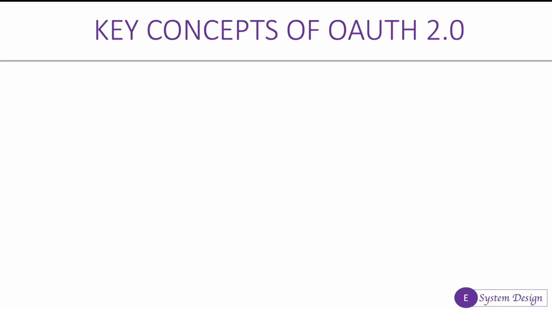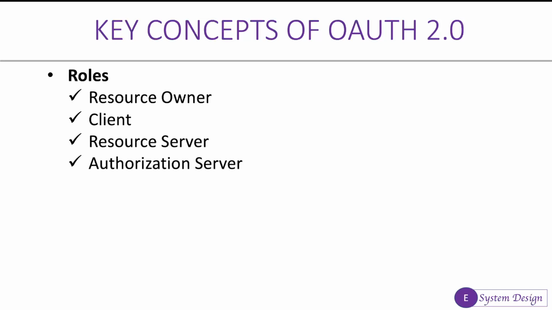Let's see what the key concepts of OAuth 2.0 are. First we'll look at the roles. There are multiple roles present within the OAuth 2.0 flow. First, the resource owner: the user who owns the data and grants permission for any third-party access. The application or service that wants to access user data, we call the client. The server that holds and manages user data, we call the resource server. The server that issues the access token after user consent, we call the authorization server.